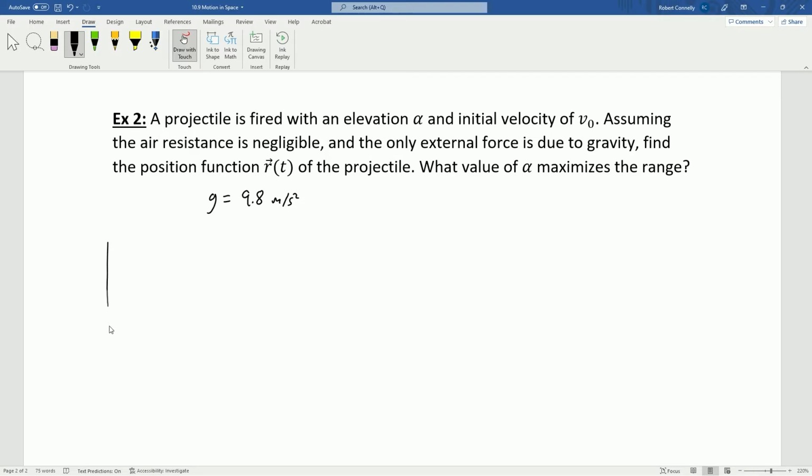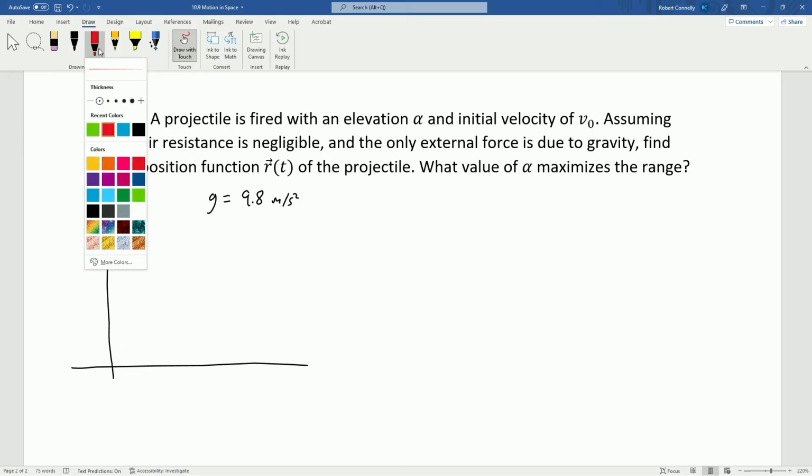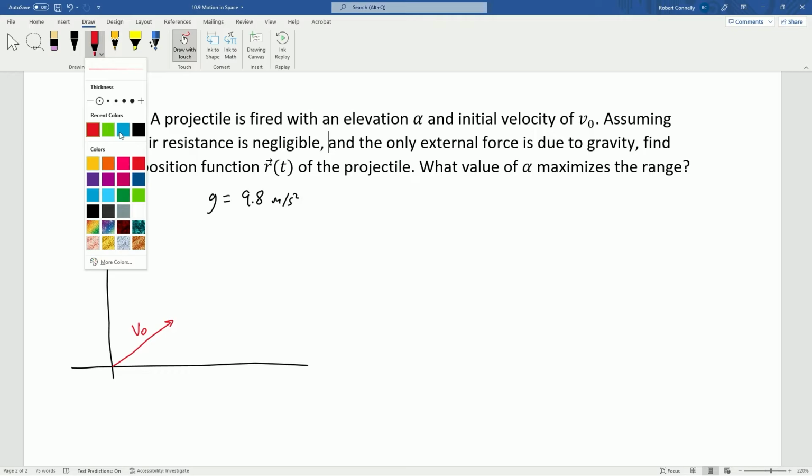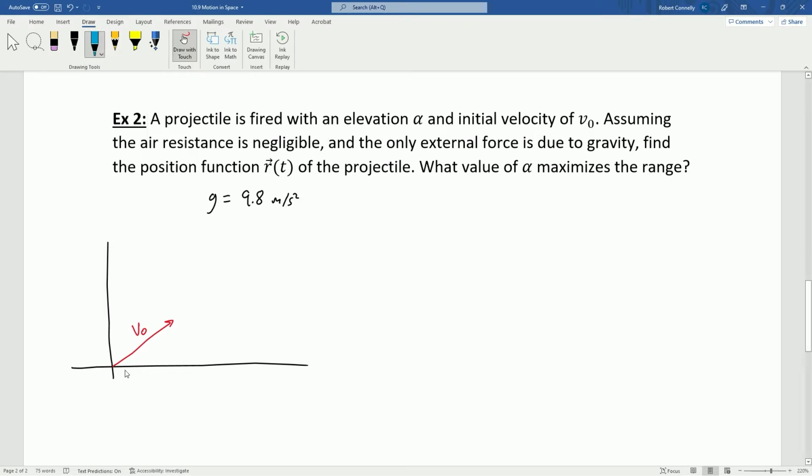So first, to understand this question, let's draw a picture. A projectile is fired, and when it's fired, it has initial velocity vector, v naught. But of course, it's not going to travel in a straight line. The force of gravity is going to take this projectile, and it's going to force it into a parabolic arch.